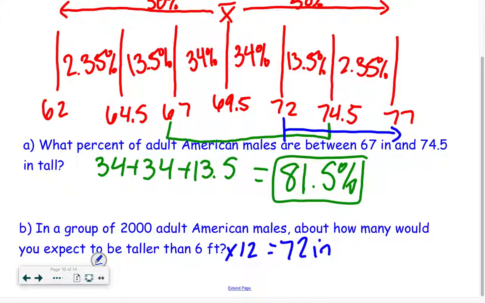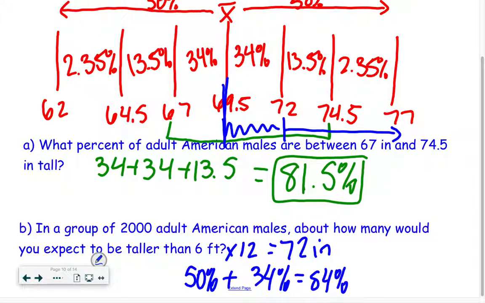The easiest way to do that is to figure out how much is not in that group. So how much is less than 72? Okay. Well, if I cut it in half, how much is to the left of there? 50 plus this little group, which is how much? 34 for a total of 84, yes. So 84% are shorter than 72.